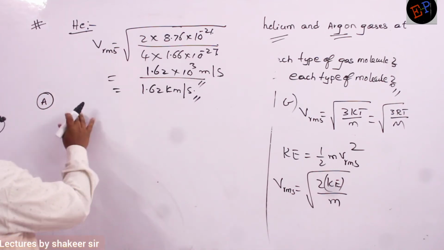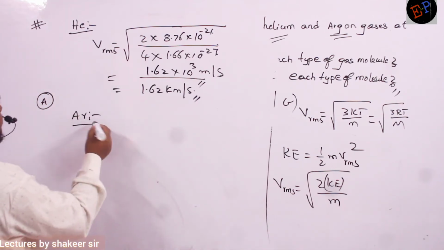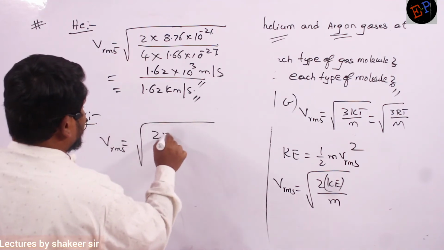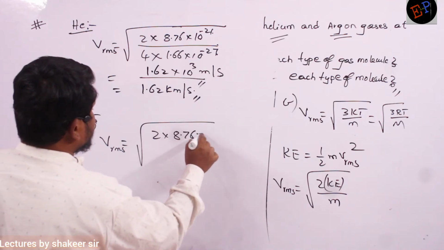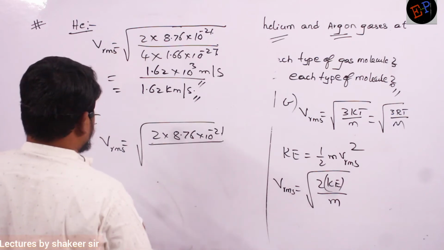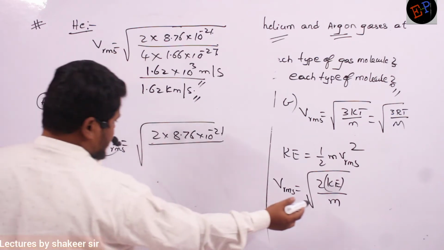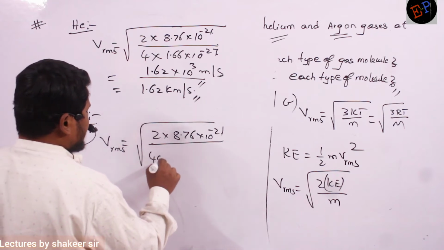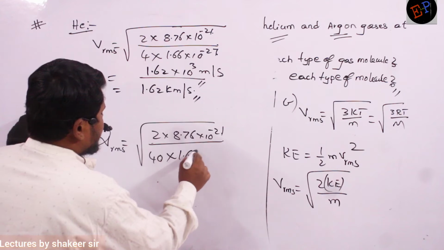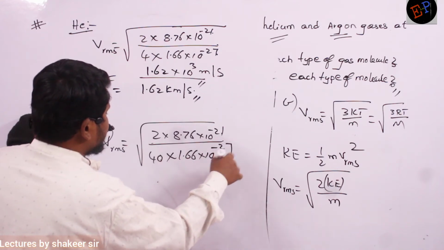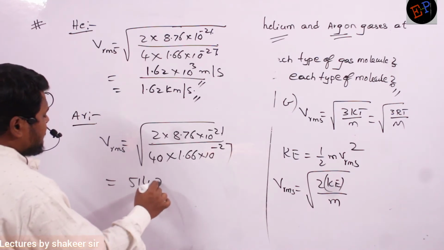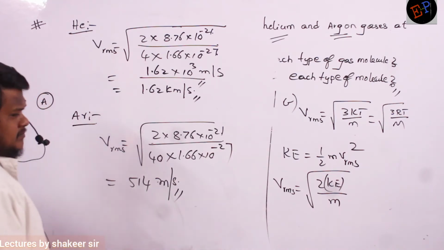So for argon, if I do the calculation, Vrms is equal to the square root of 2 into 8.76 into 10 power minus 21 divided by the mass of argon. What is the mass of argon? 40 AMU or 39.9 AMU. And 1 AMU is equal to 1.66 into 10 power minus 27. Clear, no? If you do this calculation, approximately you will get 514 meters per second.